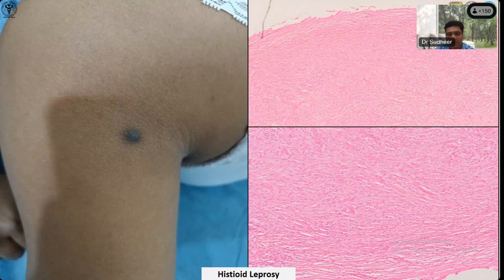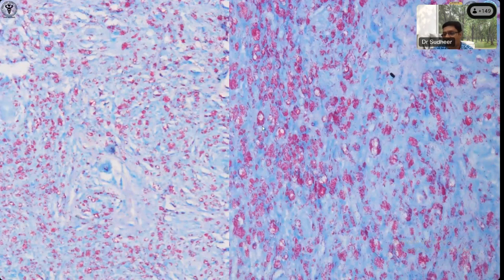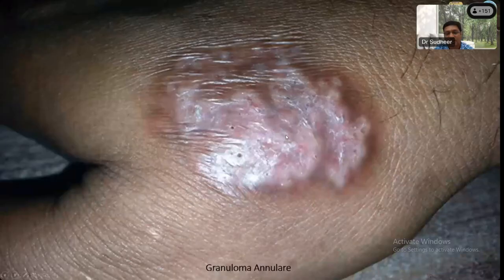This is a single tiny subcutaneous nodule, which was excised. It was reported as spindle cell granuloma-like lesion with interspersed foamy histiocytes. Whenever you have this, do AFB stains, and you see a blowout of bacilli with high bacillary index. It is histoid leprosy. This shows the importance of identifying infectious granulomas.